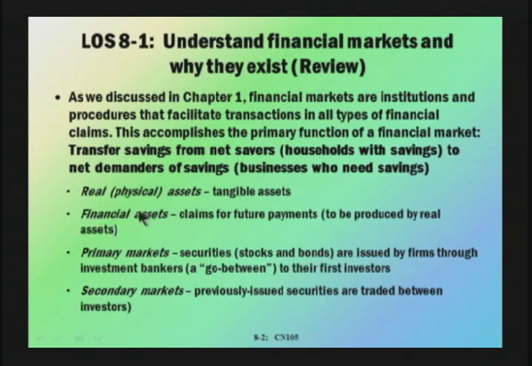Remember, financial assets are claims on the productive capacity of real assets and the cash flows that they will produce. And in the primary market, that's where the investment bankers help firms issue new securities for the first time. And then it's in the secondary market where those previously issued securities trade from investor to investor.